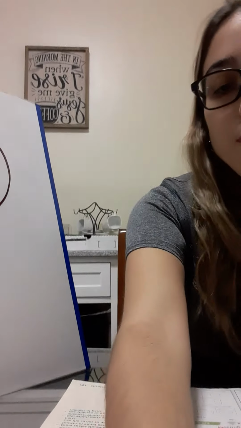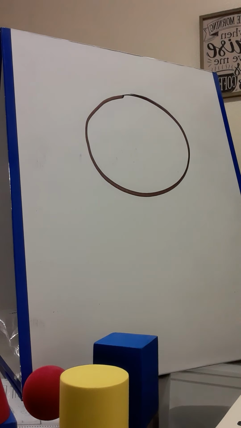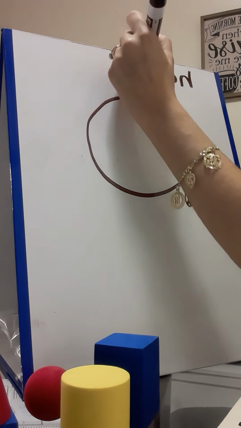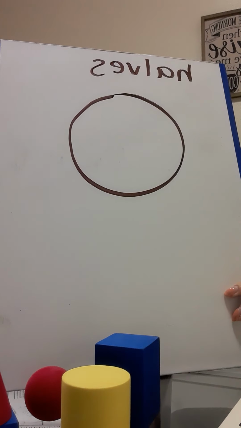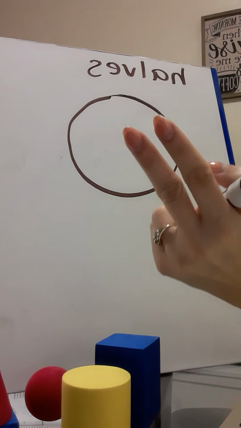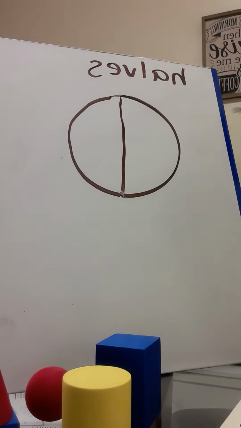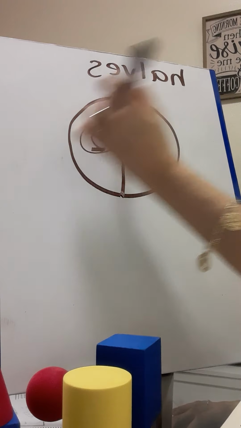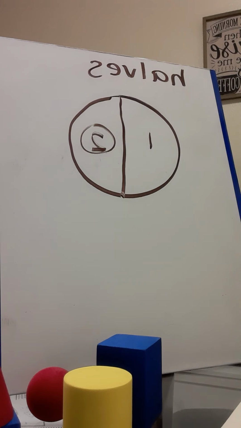Okay, let me just point this a little more to the circle. Okay, so I have my circle, right? If I want to make my circle into halves, right? That means 2 equal parts. So I want to make it into halves. Okay, halves. I know for you guys it's a little bit reversed, but we'll just try our best here. Okay, you're going to divide that into 2 equal parts. So you're going to get a line right down the middle. Okay, but notice it's halves because it's divided into 2 equal parts. 1, 2. 2 equal parts. Okay, so that's halves.